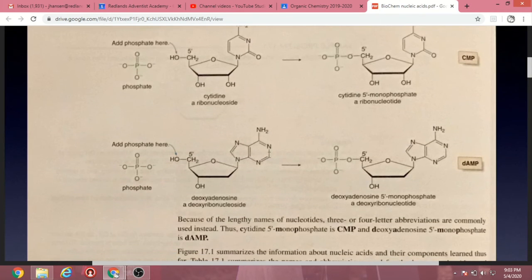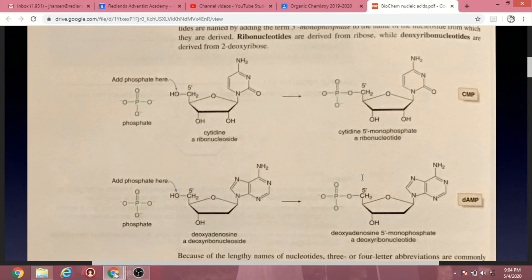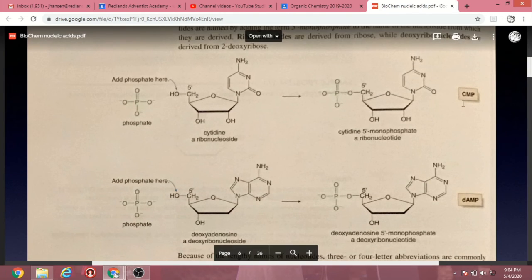Down here, we have a deoxyribose sugar, and we have adenine, so the nucleoside is deoxyadenosine. Now, once you add the phosphate to the 5' carbon, it's going to be deoxyadenosine 5' monophosphate. And so that's kind of wordy, so we have a little shorthand way of writing those with little 3-letter abbreviations. And just so you know, they always end in MP, for monophosphate, at least for these nucleotides.